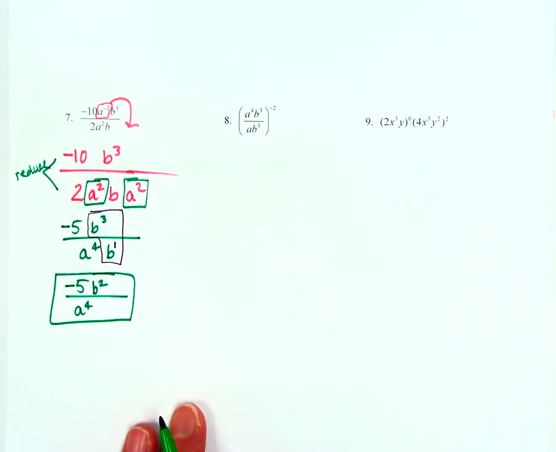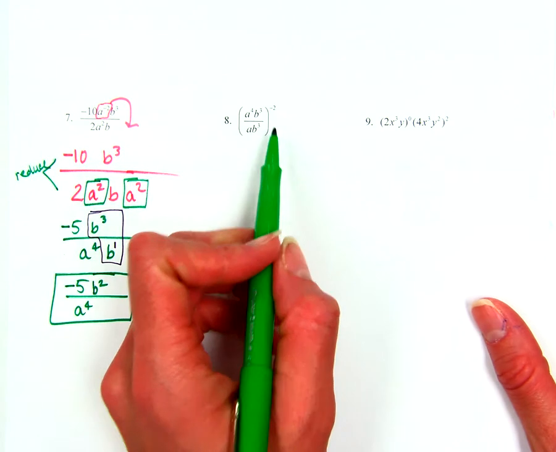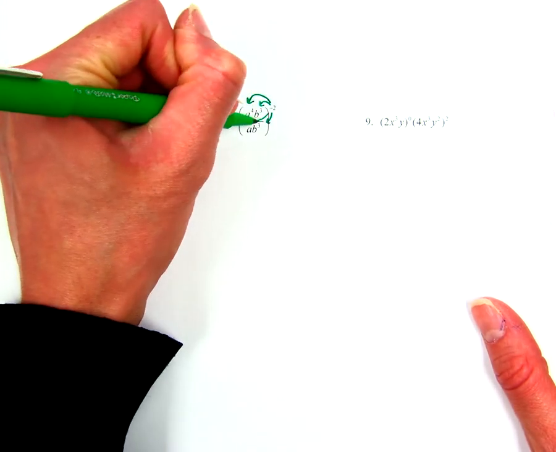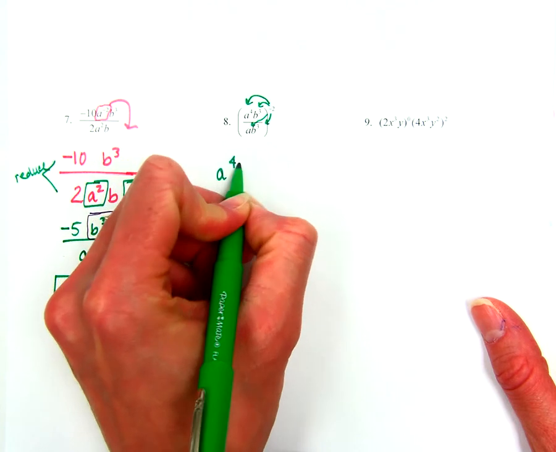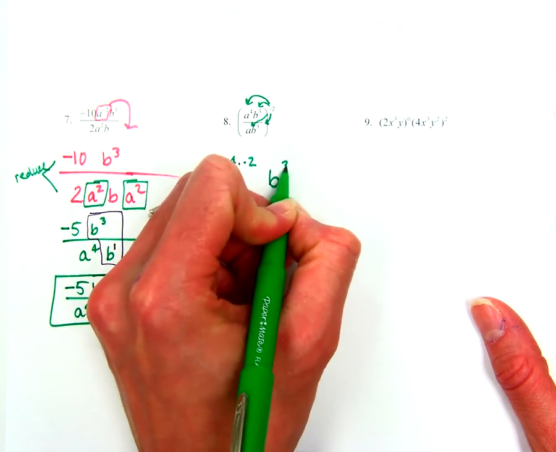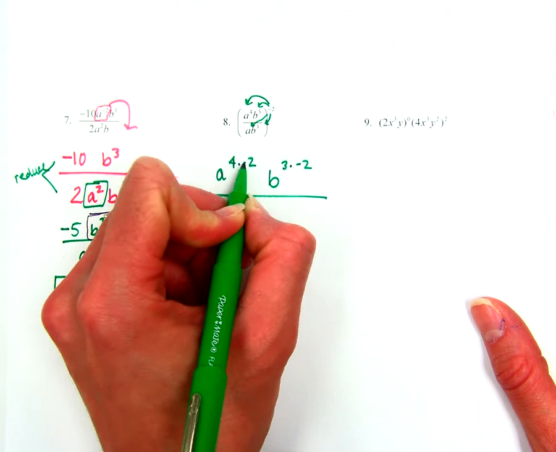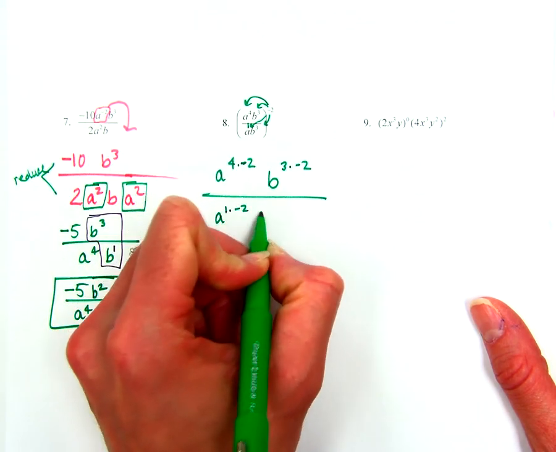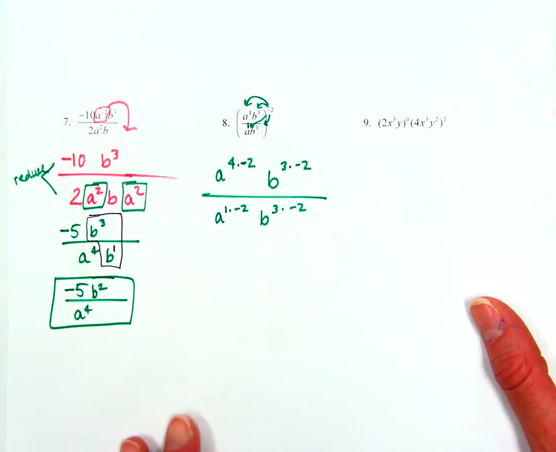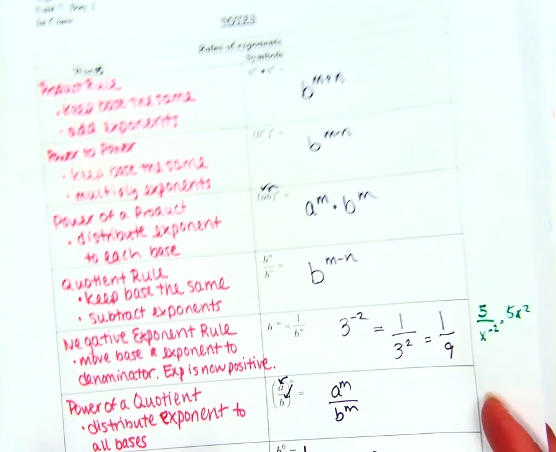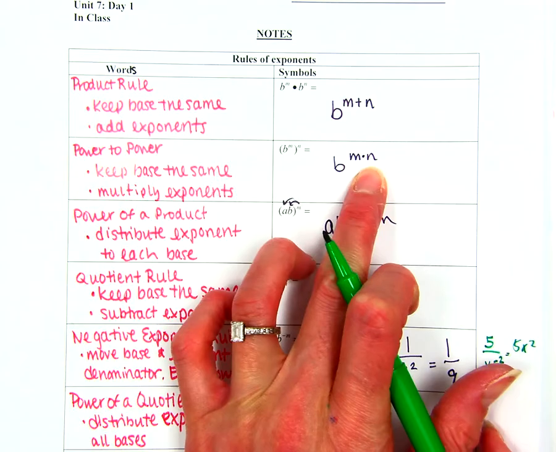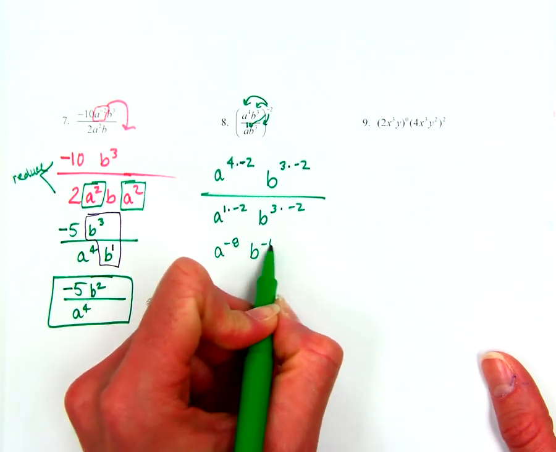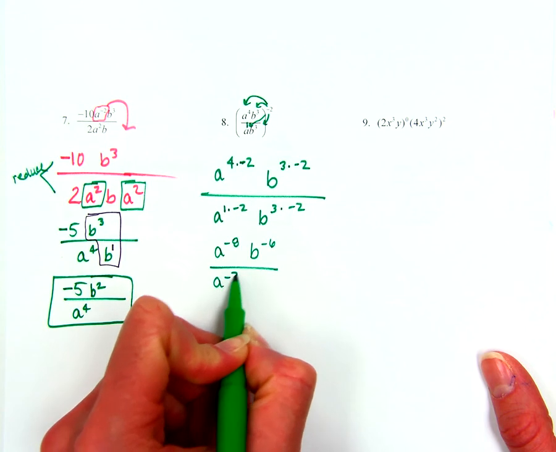All right, number 8. So I've got a negative 2 on the outside. That needs to be distributed to everything. So we have a to the 4 times negative 2, b to the 3 times negative 2, over a, this is a 1, right? 1 times negative 2, and b to the 3 times negative 2. So that is your power to a power. Keep the same base, multiply your exponents. All right, so a to the negative 8th, b to the negative 6th, a to the negative 2nd, and b to the negative 6th.